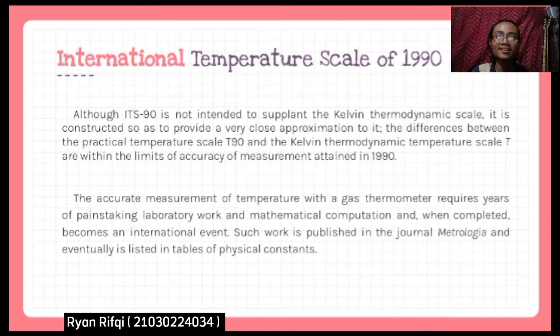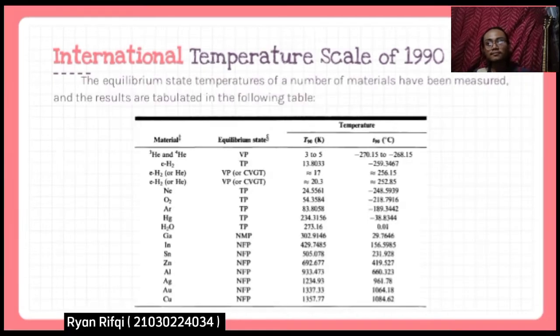The accurate measurement of temperature with a gas thermometer requires years of painstaking laboratory work and mathematical computation, and, when complete, becomes an international event. Such work is published in the journal Metrologia and eventually is listed in the tables of physical constants. The equilibrium state temperatures of a number of metals have been measured, and the results are tabulated in the following table.